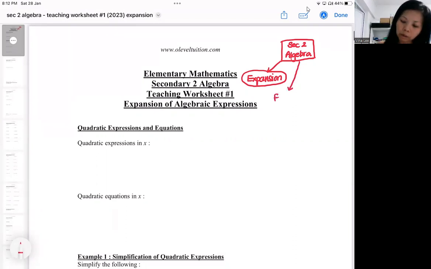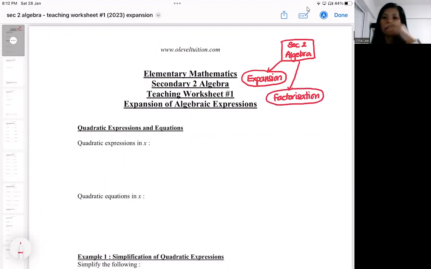The more difficult one is actually factorization. That one will be covered in the second teaching worksheet. There are 4 methods for factorization. You will not have any more new methods, there's only 4 methods. But these 4 methods will actually spill over to fractions algebra.